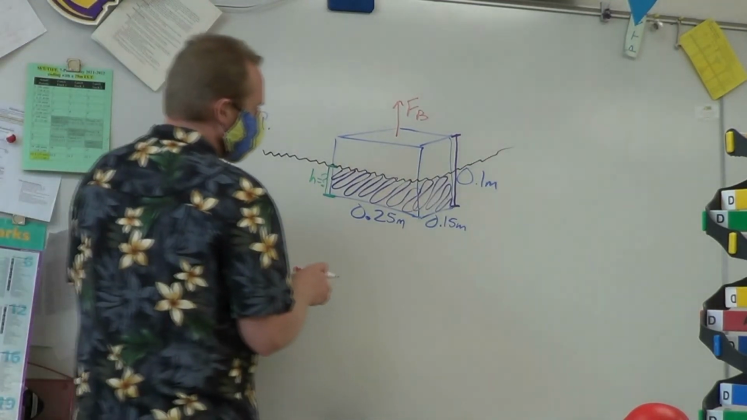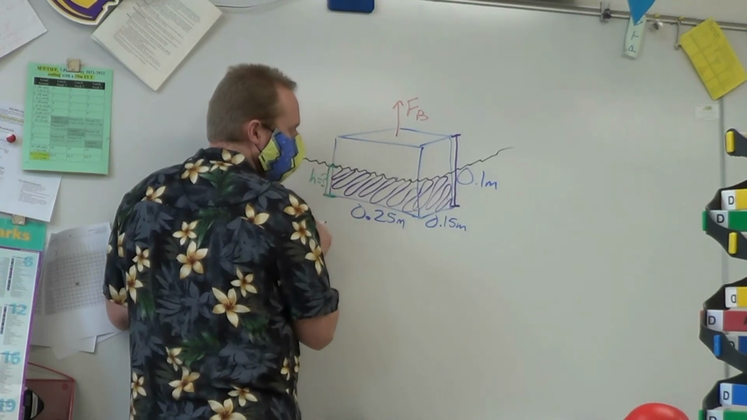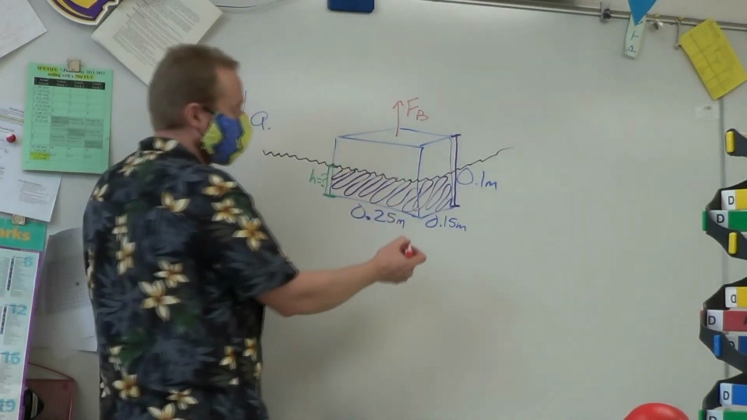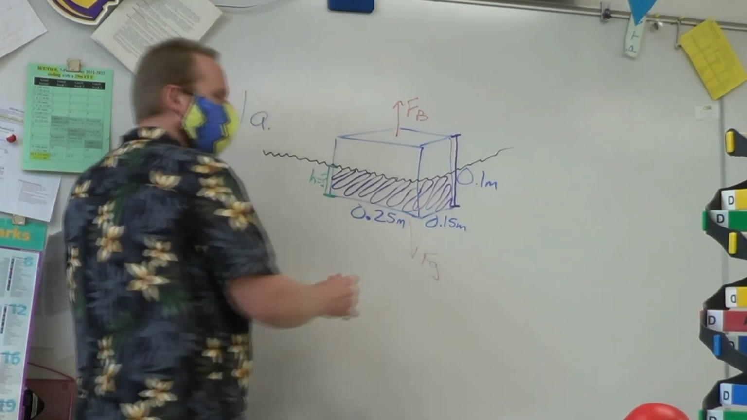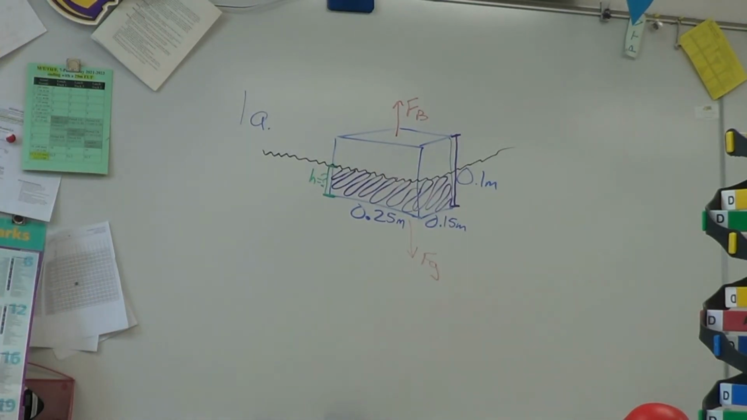The last thing is there's one more force. And what is that force? Gravity. Okay? And gravity goes straight down. Does the F of G of an object change if it's floating in water? It's kind of a trick question. The answer is no. The weight of an object does not change.